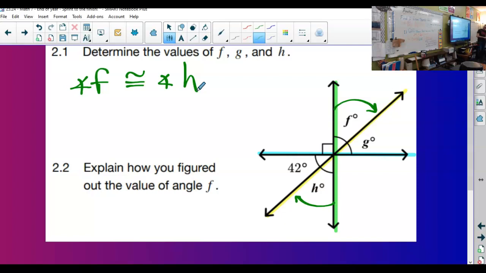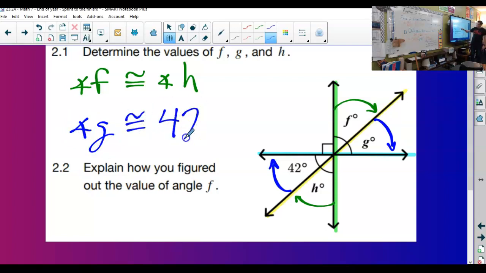Bethany, can you give me another vertical set, even if one of them maybe doesn't have a name? G and 42, because G up here uses the Michigan colors, blue and yellow, and 42 also uses my blue and yellow. If we check, they're opposite to each other, so angle G would be equal and congruent, if you want to be real mathy and make it congruent.